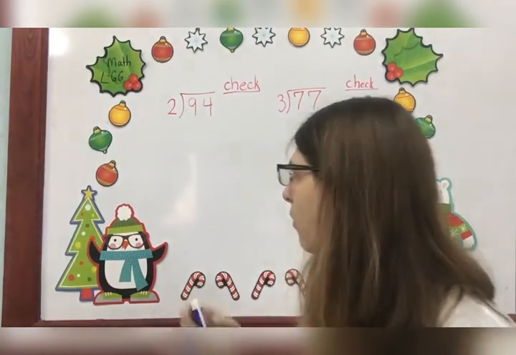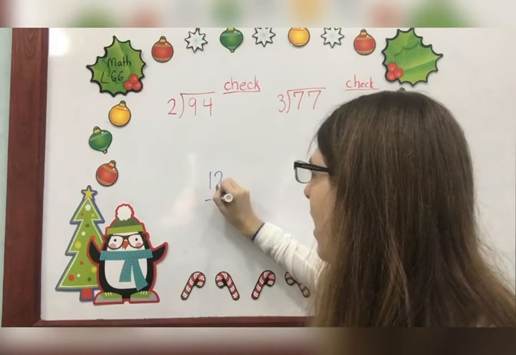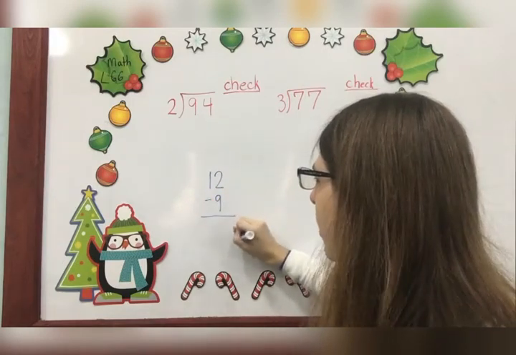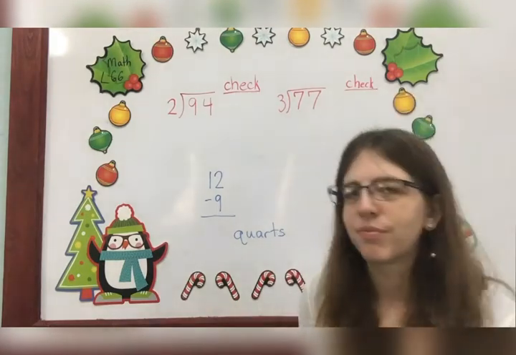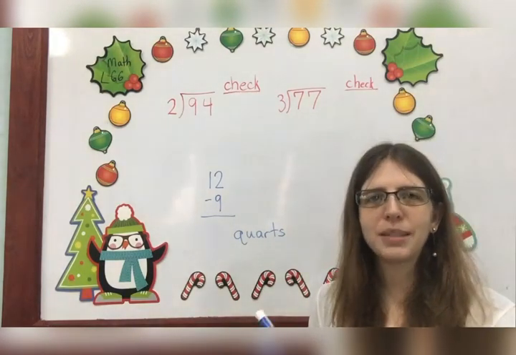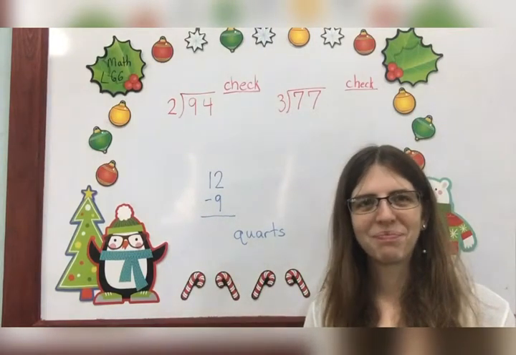We have our 12 quarts minus the 9 that we took away. So how many quarts are left? So you'll put that in your workspace and write the answer of how many quarts are on the line.